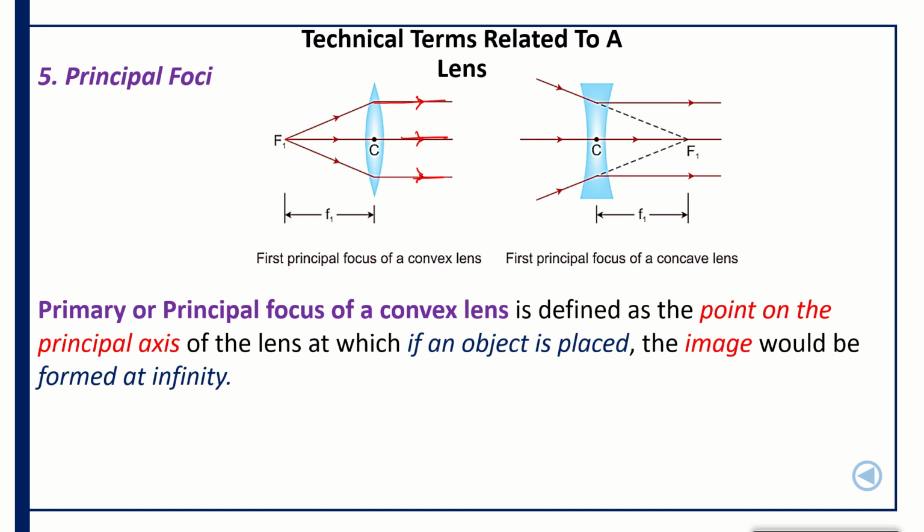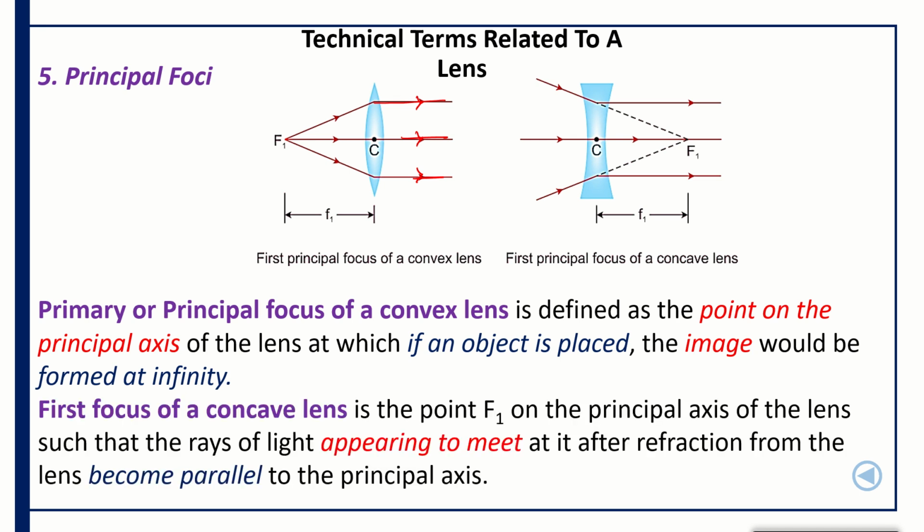So what is the primary or principal focus of a convex lens? It is defined as the point on the principal axis of the lens at which, if an object is placed, the image would be formed at infinity. So the image will be at infinity. That means they are giving out a parallel beam, or parallel rays, of light.